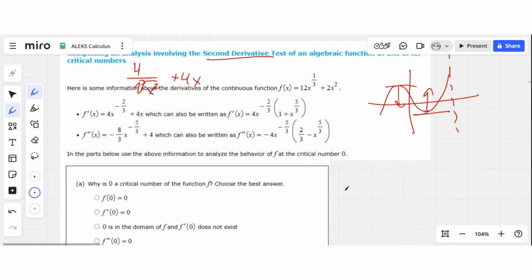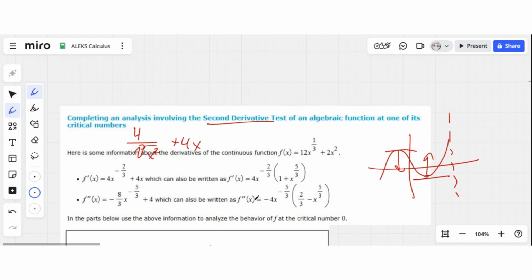And in this first one, they're giving us 0 as the number that we want to examine. It says in the parts below, use the above information to analyze the behavior of the function at the critical number 0. So first it says, why is 0 a critical number of the function? Well, this is my rewriting of the first derivative up here, and you can see it's not defined there. Is it on the function itself? Well, yeah, you could put a 0 in here, and what you'd get is 0. So this is the point (0, 0) on the function. So it's on the function, but its derivative is not defined.